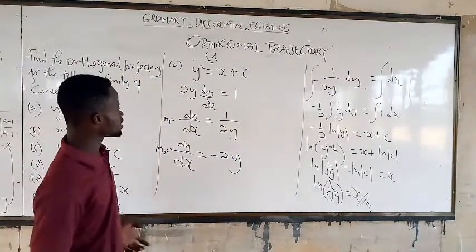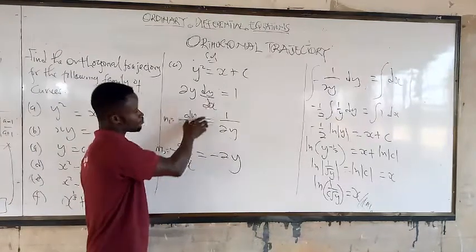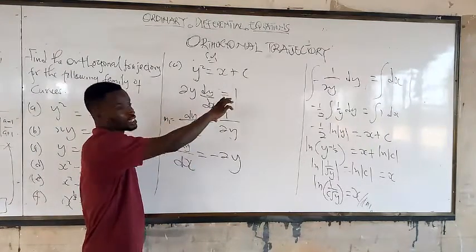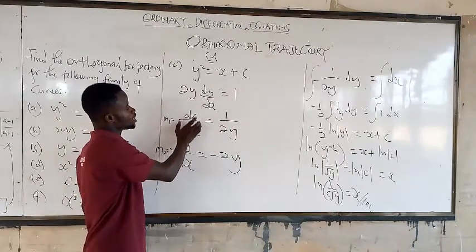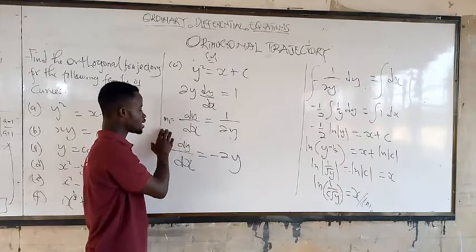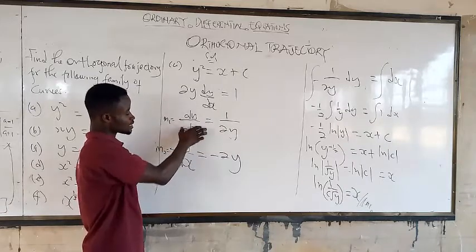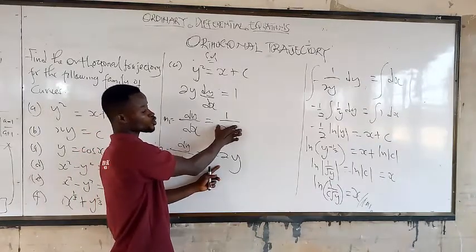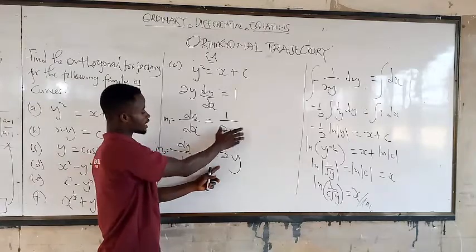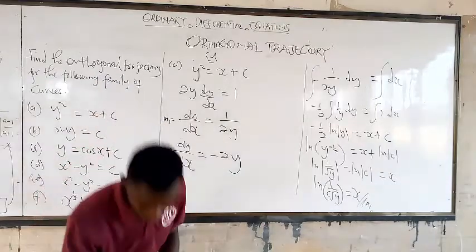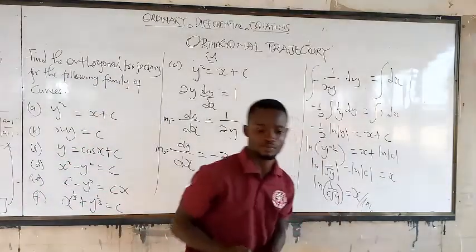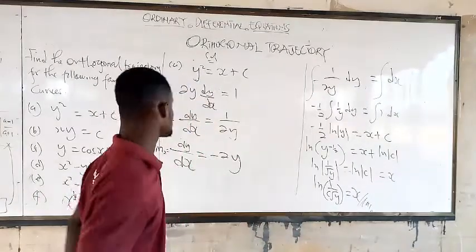All that we are doing is that we take the first derivative. After taking the first derivative, make dy/dx the subject, and that represents m1. To get m2, repeat the same dy/dx, but take the negative reciprocal of your result. Then you continue to solve it by a separable differential equation.